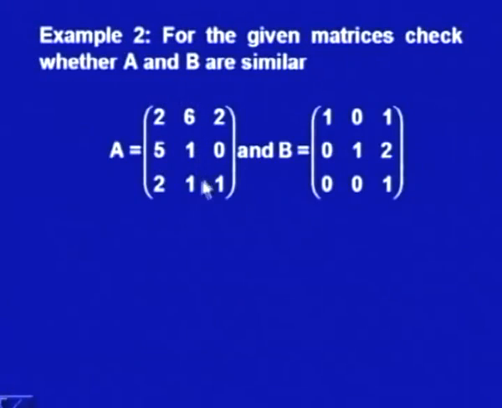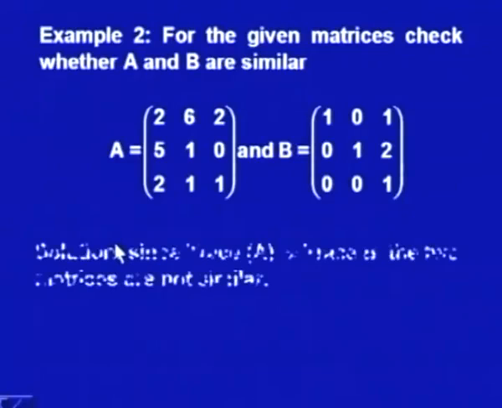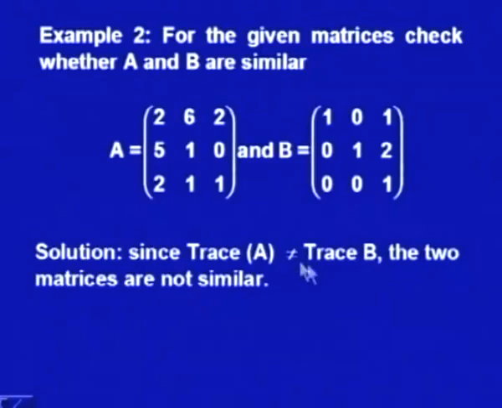In this example, I have been given 3 by 3 matrices. Trace A is not equal to trace B. Let us check. Trace A is 2 plus 1 plus 1, the sum of diagonal elements, it is 4, and trace B is the sum of diagonal elements, 3. So trace A and trace B are not equal, and one can conclude that the matrices are not similar.